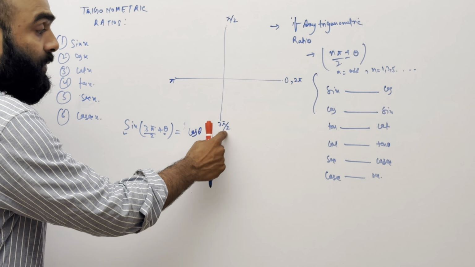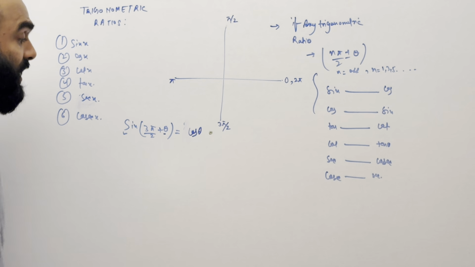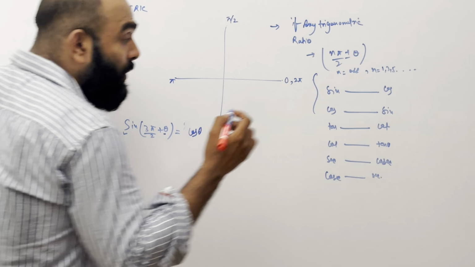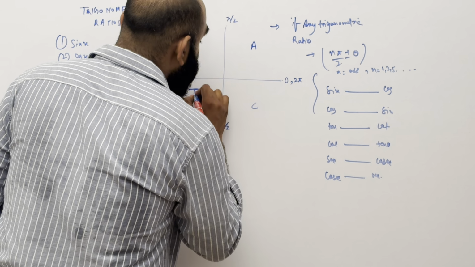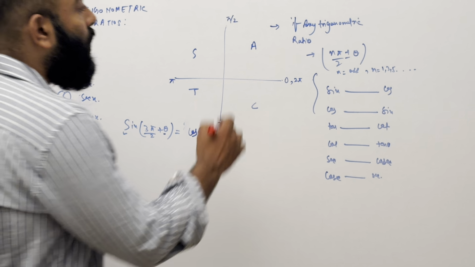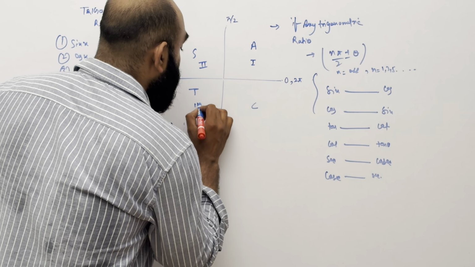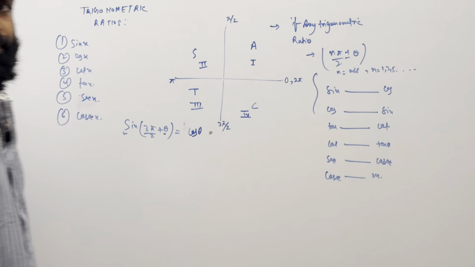So 3 pi by 2. 3 pi by 2 plus theta means you are talking about the fourth quadrant. In the fourth quadrant, which sign is positive and which is negative? Because we know the rule CAST. CAST indicates the first quadrant, second quadrant, third quadrant and fourth quadrant. You know all those things.